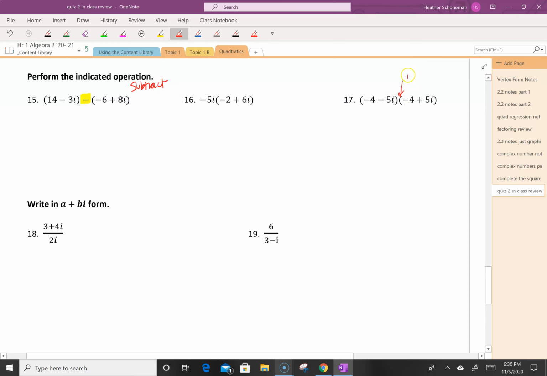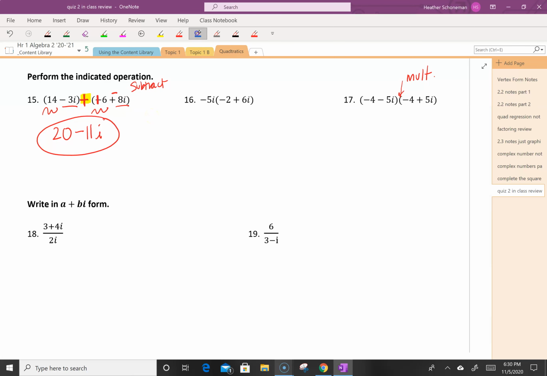So when it's subtraction, I'm going to change the minus to a plus sign and change the sign of everything in the parentheses. Then I can combine like terms. 14 and 6 is 20. Negative 3i and negative 8i is negative 11i. That's my final answer.